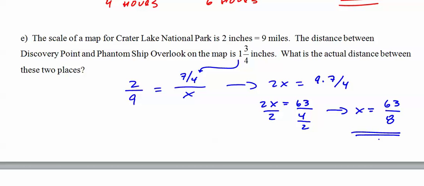The actual distance is just shy of 8 miles. Notice I did not put in my units till the very end. You can do it either way.